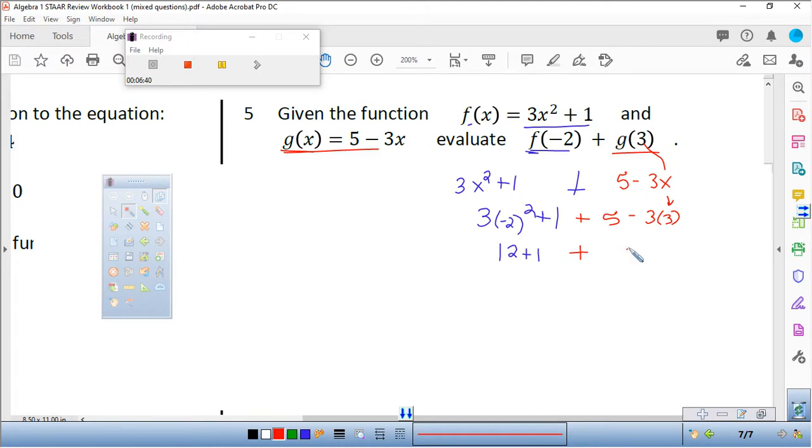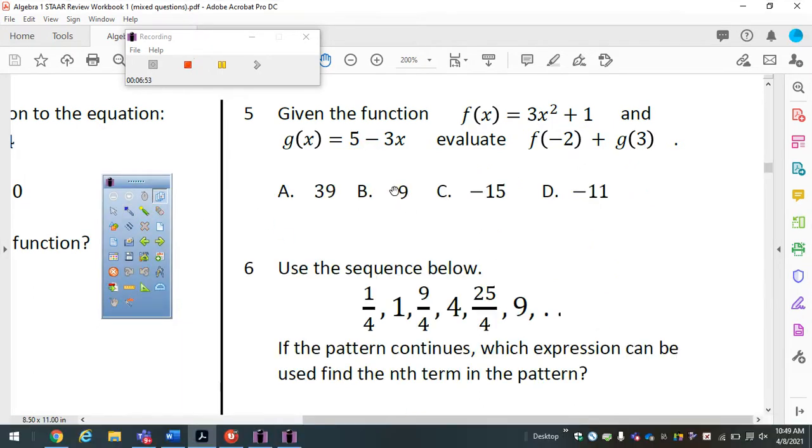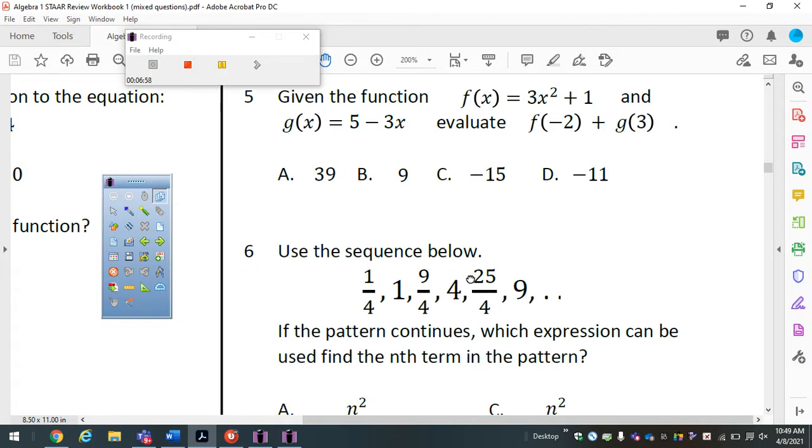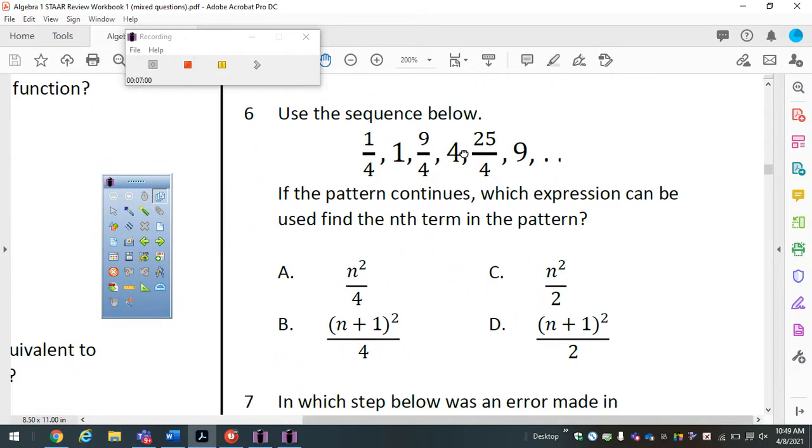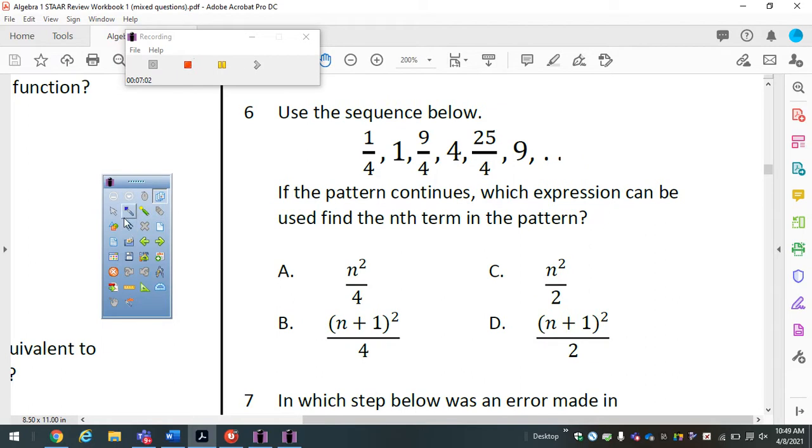This becomes 5 minus 9. Becomes 13 plus negative 4. What's that? 9. B. Okay, going once, going twice. Okay. This one here.